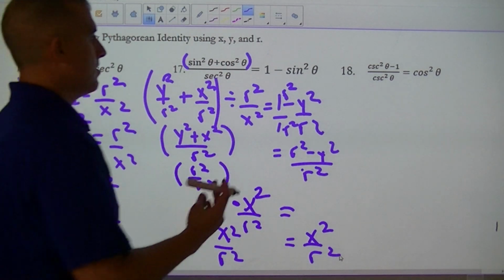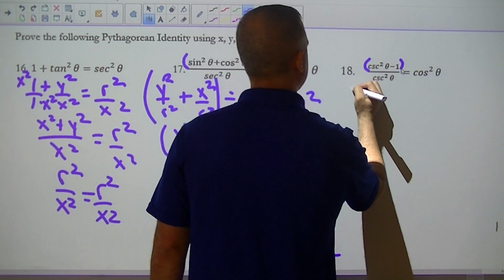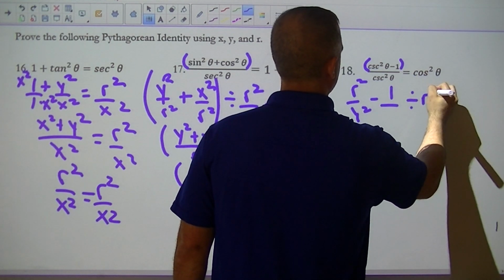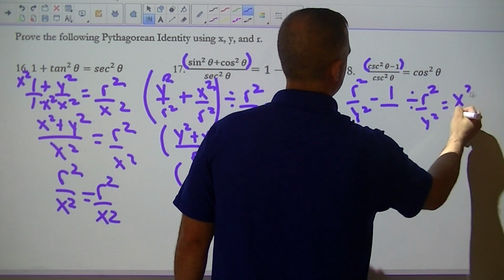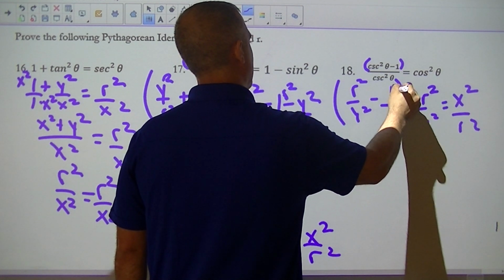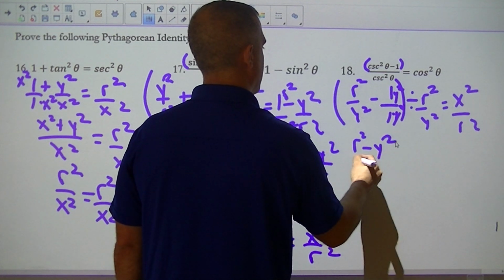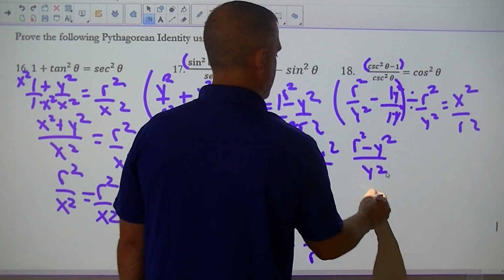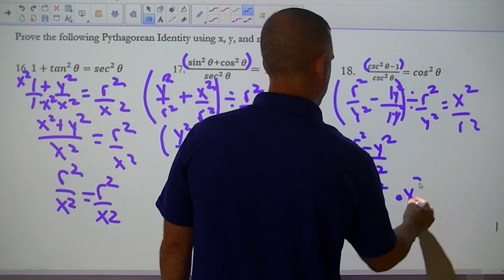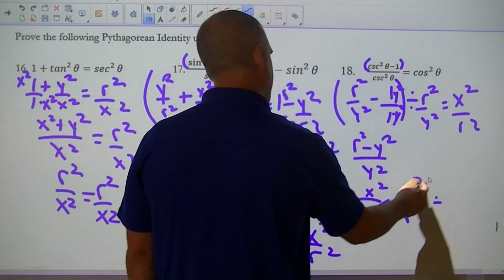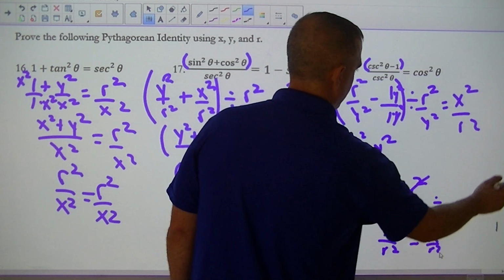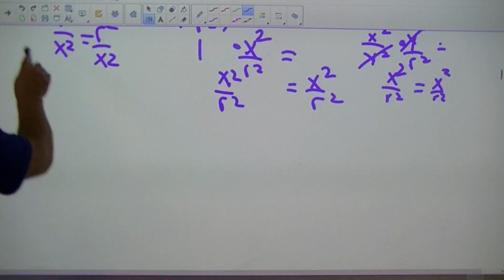Once again, on this side, I want to handle this first. So that's going to be r squared over y squared minus 1, divided by r squared over y squared, equals x squared over r squared. Once again, I want to do this first, so I would need a common denominator. Multiplied by y squared, multiplied by y squared. So that would be r squared minus y squared all over y squared, that would turn into, with the givens, x squared divided by y squared. The division flips that, so it's y squared over r squared, and then I'm allowed to cross these out. So it's x squared over r squared equals x squared over r squared. That's it on that page.